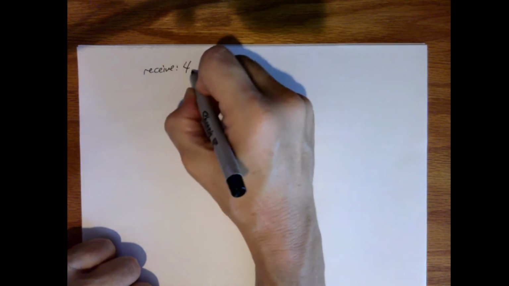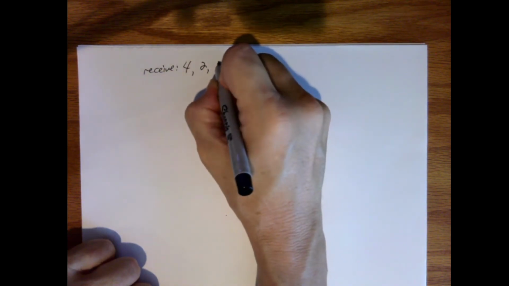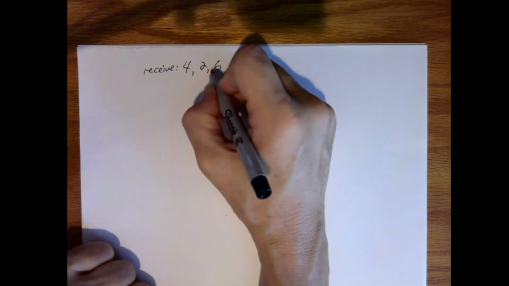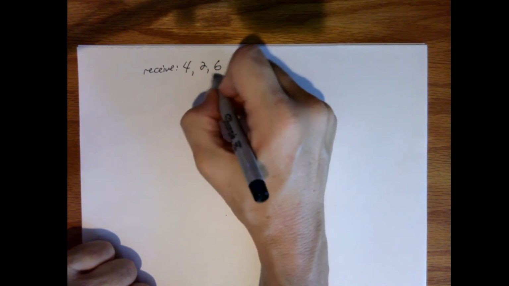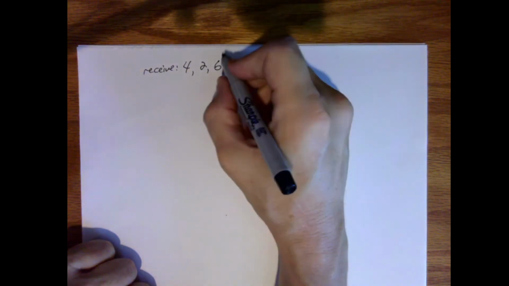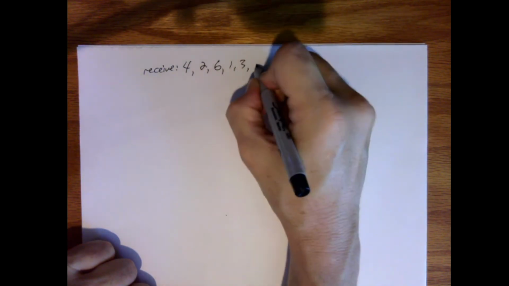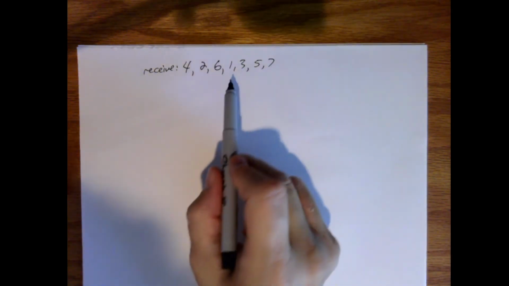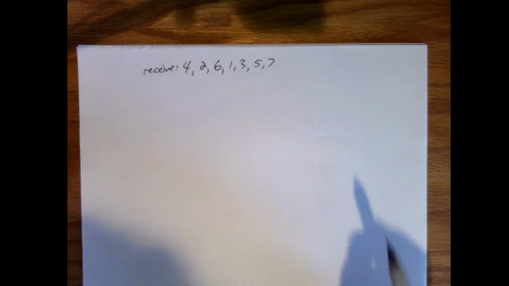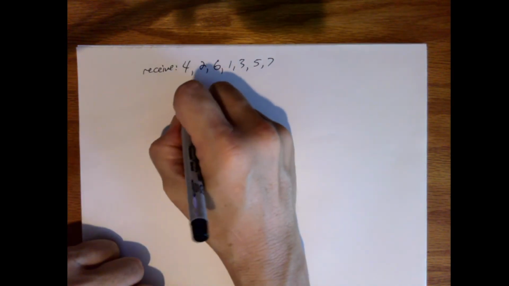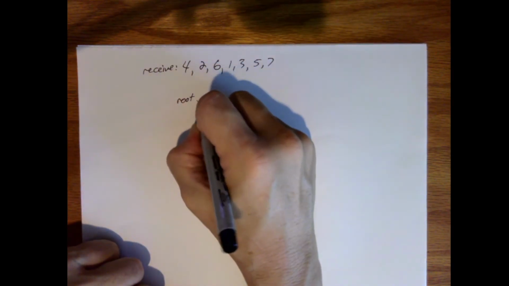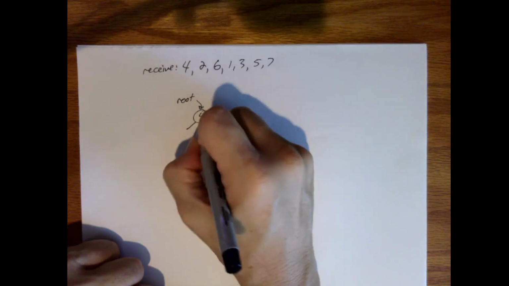So we have 4, then we get 2, then I'm going to get 6, and technically I do have some flexibility in the order in which I add these. Then I'm going to say 1 and 3 and 5 and 7. So there are other orderings of this that would still give me the same tree. All right? So what happens initially? We'll have root. I'm going to have 4 and have these stubs.